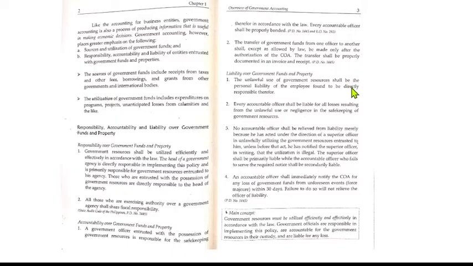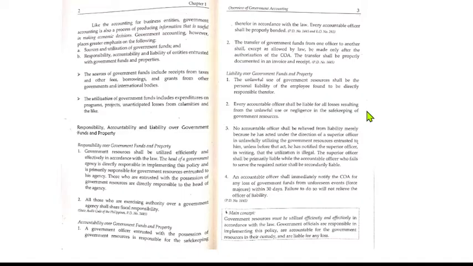The liability over government funds and property: the unlawful use of government resources shall be the personal liability of the employee found to be directly responsible therefor. Every accountable officer shall be liable for all losses resulting from the unlawful use or negligence in the safekeeping of government resources.